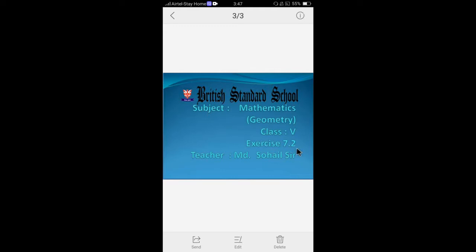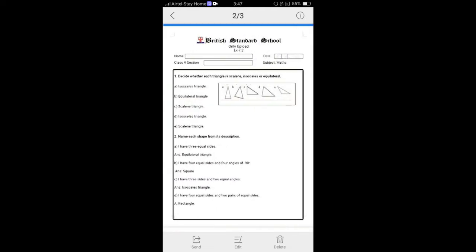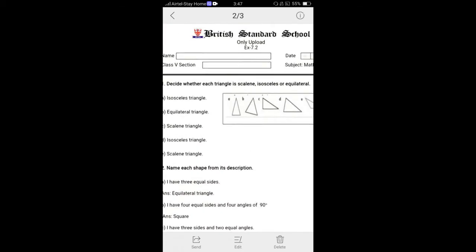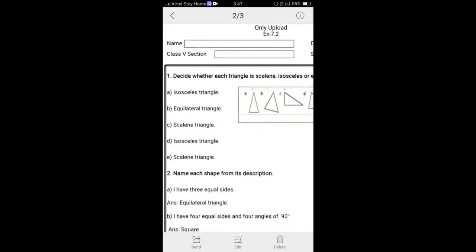Today I'm here to teach you exercise 7.2 from Level Up Maths. Let's start today's work. Exercise 7.2, question number 1. Let's see the question. Decide whether each triangle is scalene, isosceles or equilateral.